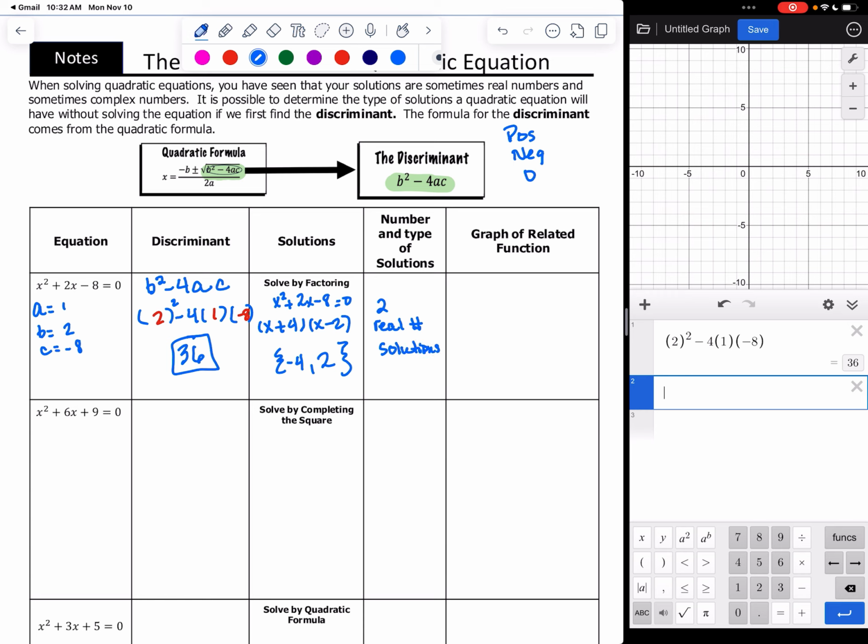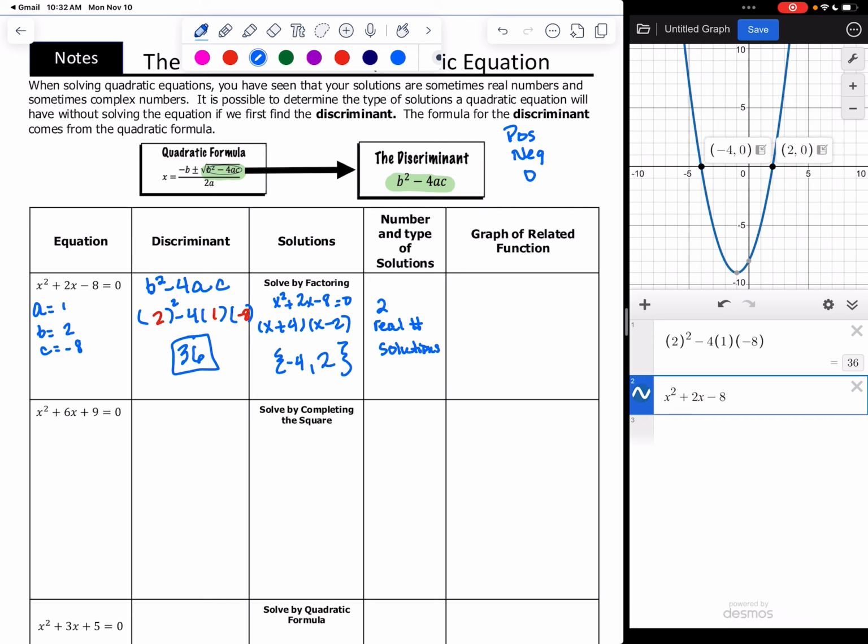Now, I also want you to get used to seeing what the graph of a function that has a positive discriminant is going to look like. So we have x squared plus 2x minus 8. And you can see it has a 0 at negative 4 and a 0 at positive 2. So in this last column, they just want you to make a rough sketch. Please don't do anything fancy here. All I want you to do is make a rough sketch.